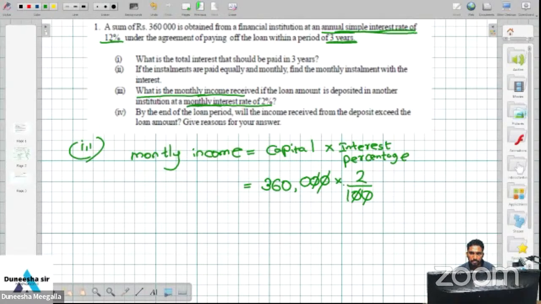What is the monthly income? Here the monthly income එක දැන්. අපි monthly income එක හොයන්න capital එක multiply කරන්නේ monthly interest rate එකෙන්. Okay, monthly interest rate. Then what is that? 7,200. Yes.